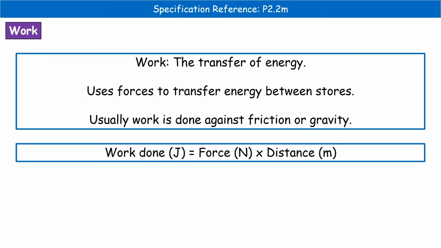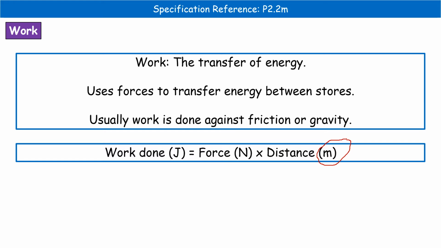The most likely question to come up here is, of course, a calculation question. And in order to do your work done calculation, it's going to be force times distance. So what do we need to look out for in this? Well, first of all, we need to double check that our distance is in meters. Quite common for them to give you the distance in centimeters. And obviously, in order to convert to meters, just divide by 100.